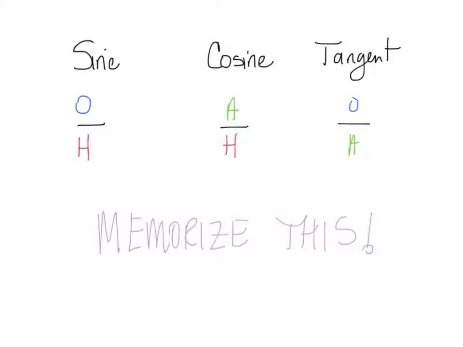Memorize this. And the best way to actually write them is as an equation. Sine equals opposite over hypotenuse. Cosine equals adjacent over hypotenuse. And tangent equals opposite over adjacent. Okay?